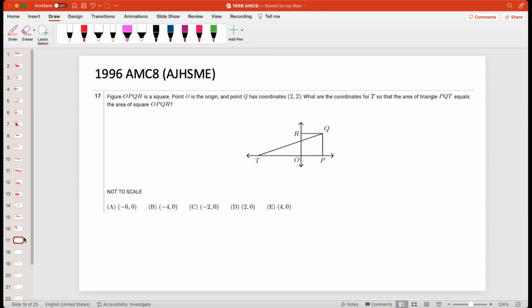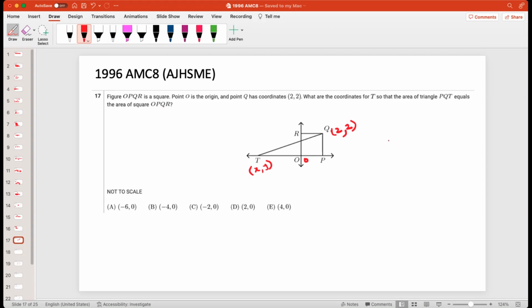Going to the next question. OPQR is a square. Point O is the origin and point Q has coordinates 2, 2. What are the coordinates for T, that is X comma Y, so that the area of PQT equals the area of the square OPQR? So OPQR area is going to be 2 into 2, which is 4, right?